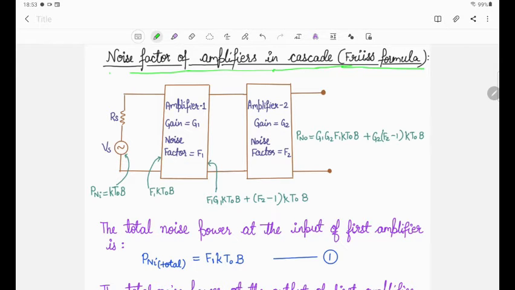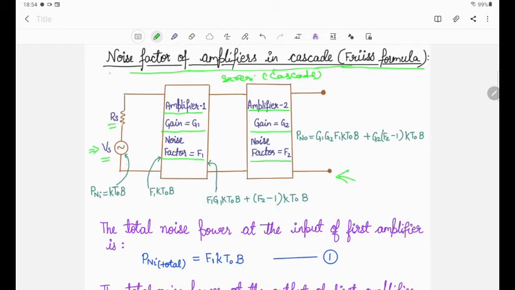So here I am taking one example. In this case, two amplifiers. This is amplifier 1, this is amplifier 2. They are connected in series, or cascade. Amplifier 1 has the gain G1, noise factor F1. Amplifier 2 has the gain G2, noise factor F2. This source voltage is given here as Vs, and this Rs is the internal resistance of this source.